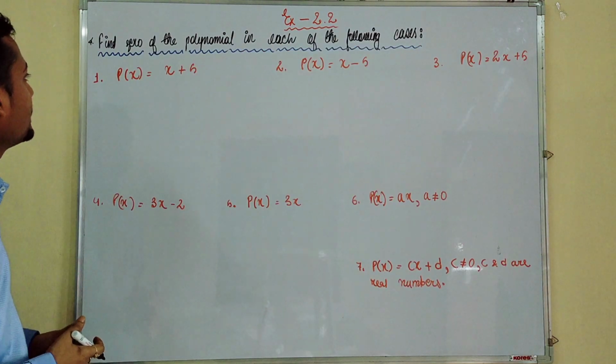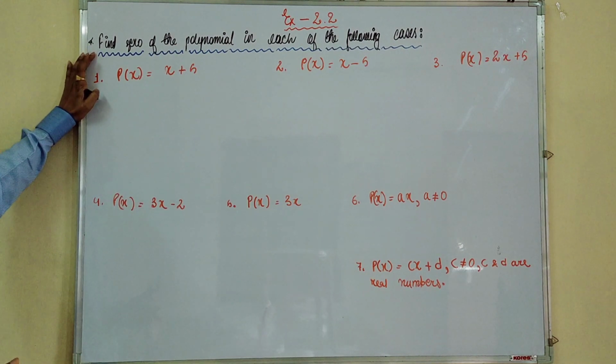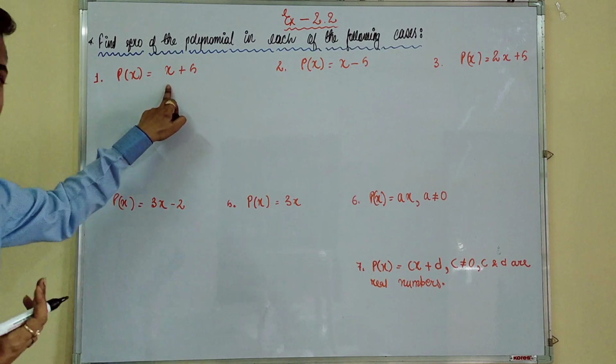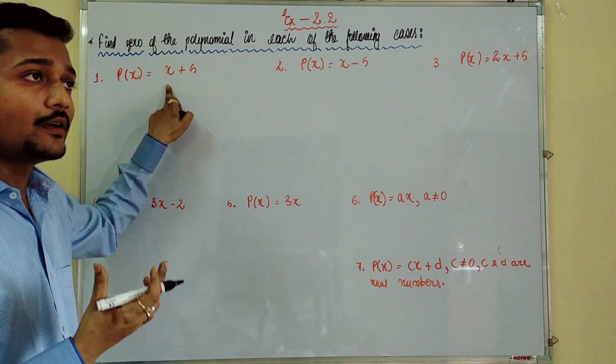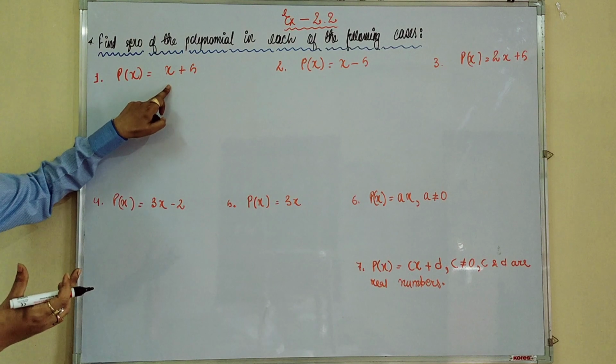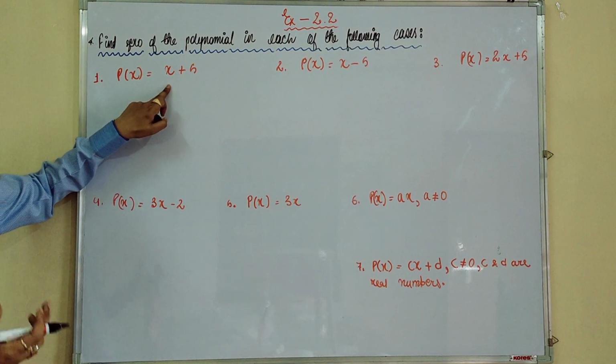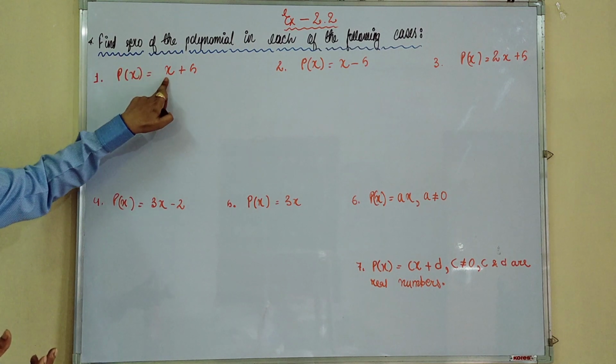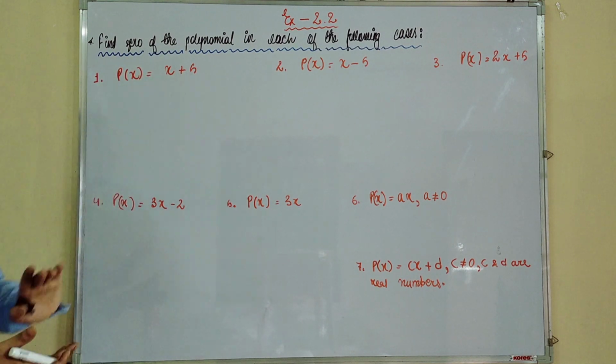Next we have: find 0 of the polynomial in each of the following cases. Okay, you have to find 0 of the polynomial. 0 of the polynomial means what? That means you have to find a value of x. Okay, you have to find such a value of x which gives us what? Which gives us 0 of the polynomial x plus 5. Okay, it is very simple.